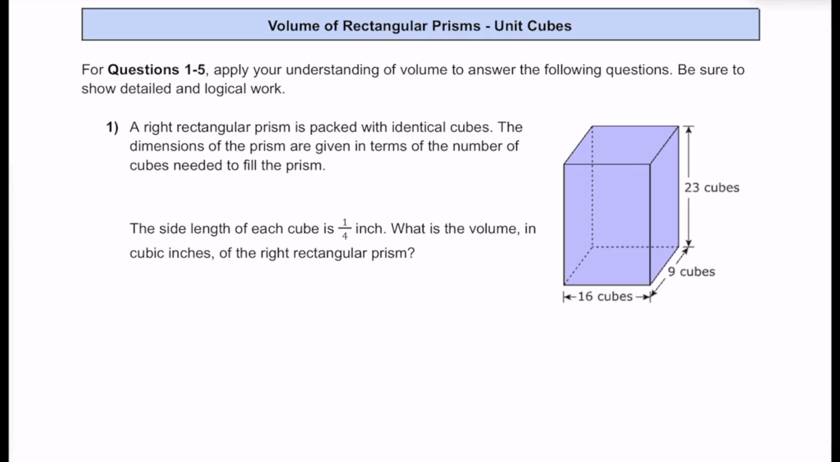Let's deepen and expand our understanding of the volume of right rectangular prisms while talking about unit cubes together. Throughout this video, we have 5 different practice problems where we're going to be looking at volume, but also looking at these tiny little unit cubes that we're going to fill these volumes up with.